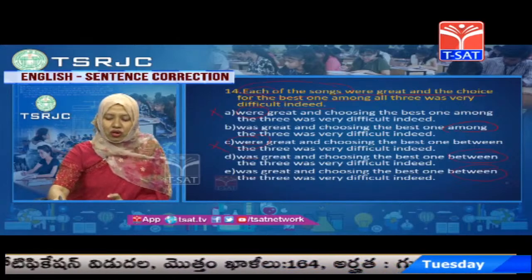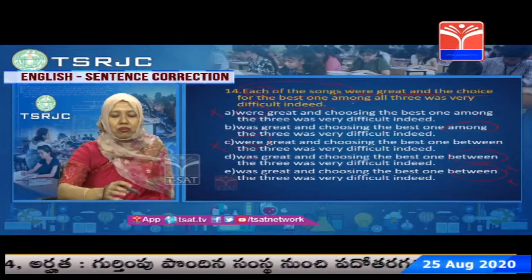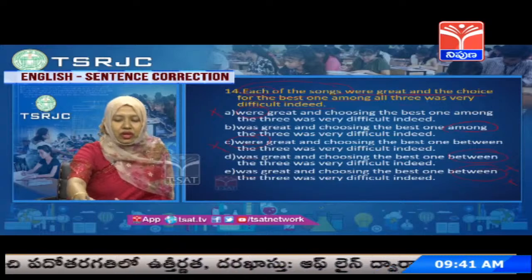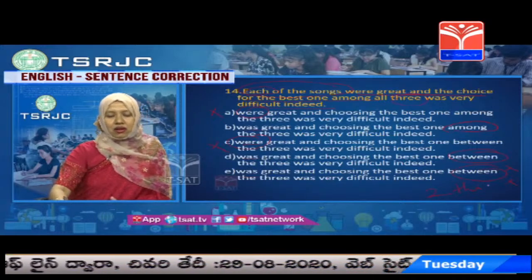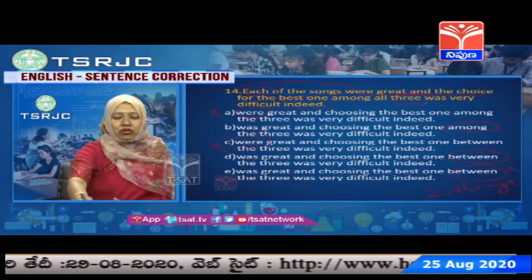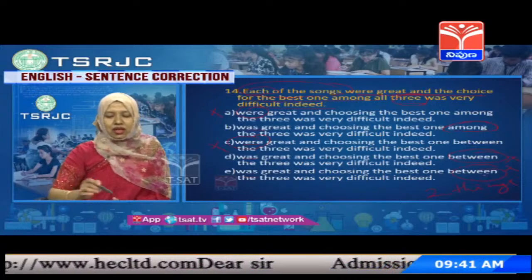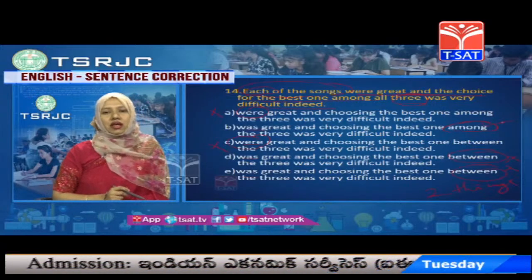Now between is wrong here, because each of the songs were great and the choice for the best one among all three was very difficult. We are talking about three. Between is used when we talk about two things. Here we are mentioning three songs. So option D is wrong, option E is wrong. Now we are left with option B. So option B is the correct one.